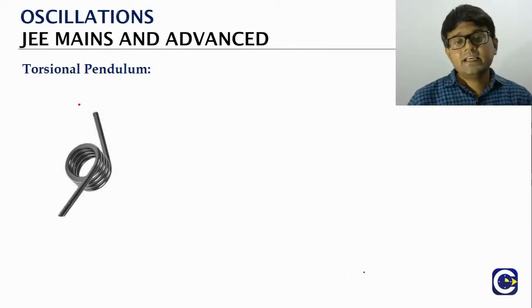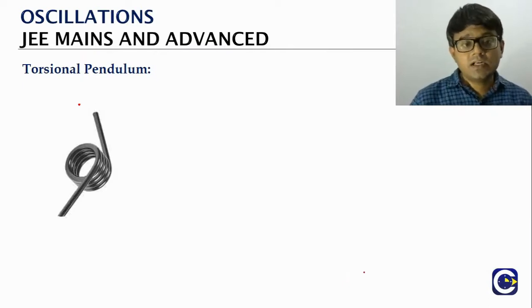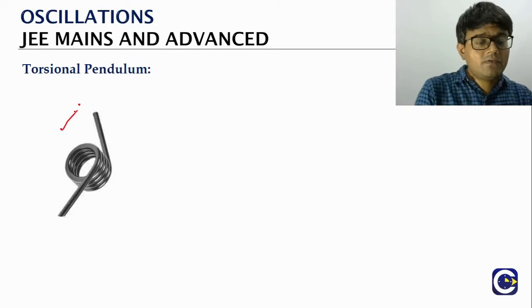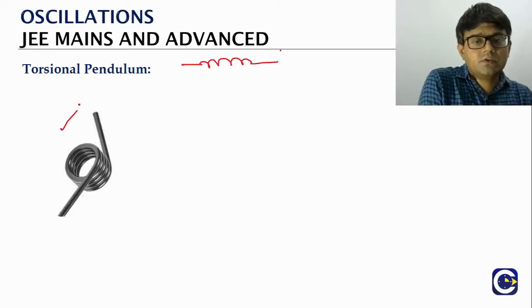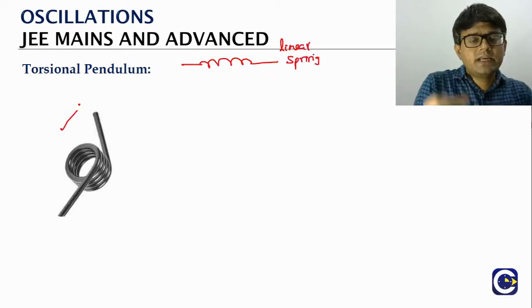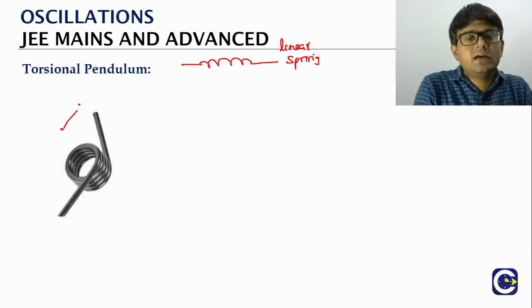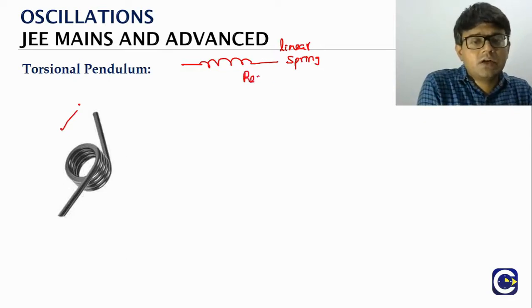So the next idea is the torsional pendulum. But before we go to the torsional pendulum, if you have a normal spring, which we can also call the linear spring, the idea is that when we elongate the spring or compress the spring, the spring will exert what we call a restoring force.